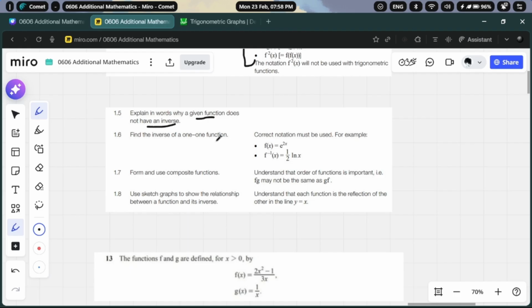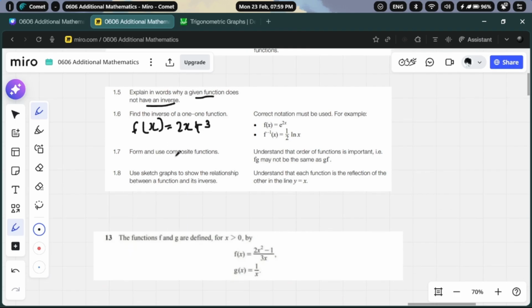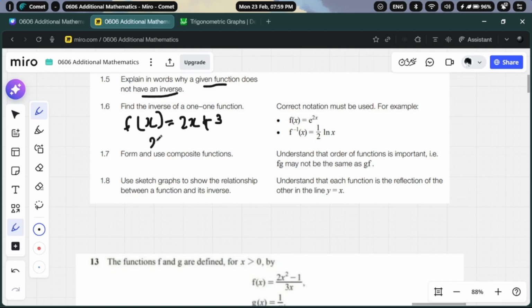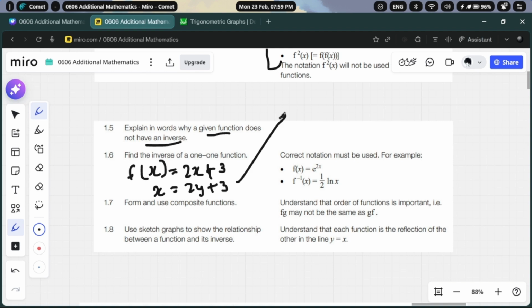So if you have, for example, f of x is equal to 2x plus 3, you would swap the x and y and then rearrange it in terms of x to find out the inverse function. So you would do x is equal to 2y plus 3, and that would be x minus 3 is equal to 2y, and y is equal to x minus 3 over 2, which would be your inverse function.